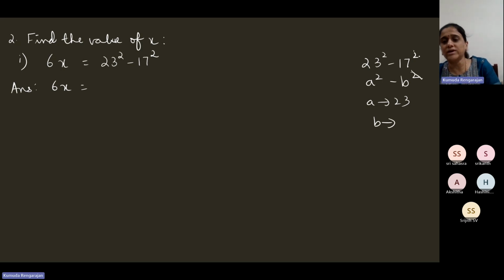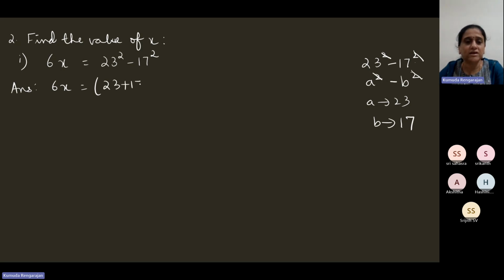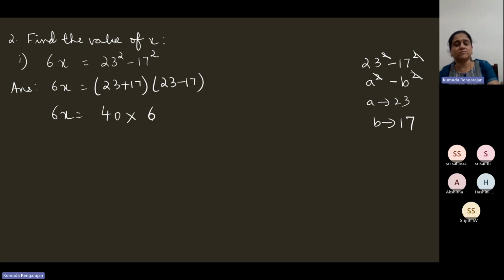Square and square you cancel. B is 17. A is 23. So 6x is equal to a plus b, 23 plus 17, into a minus b, 23 minus 17. That's the first step. Then 6x is equal to 23 plus 17 is 40 into 23 minus 17 is 6.